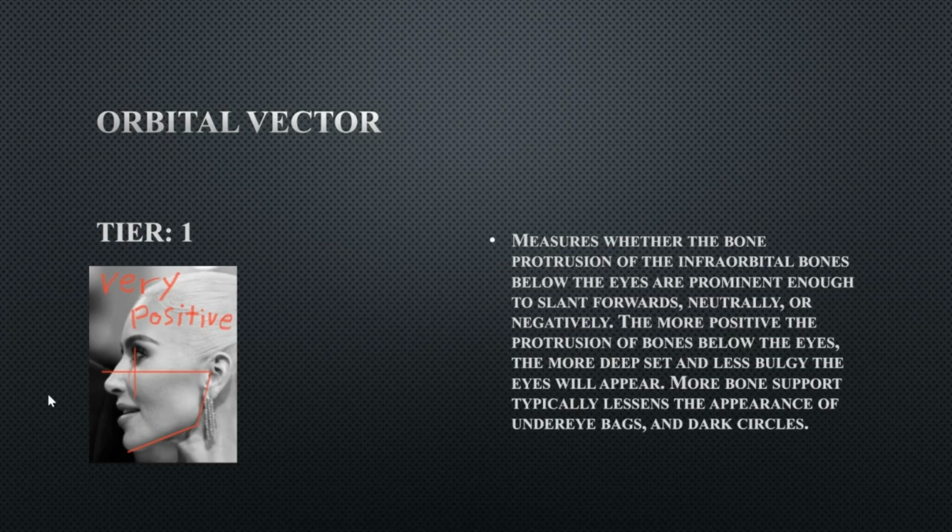Her orbital vector is a tier 1, and she does have a very positive orbital vector. So the orbital vector is the bone underneath the eye. You want that bone to protrude underneath the eye, so you won't have any dark circles or eye bags from the front view, and from the side view it just looks more pleasant.